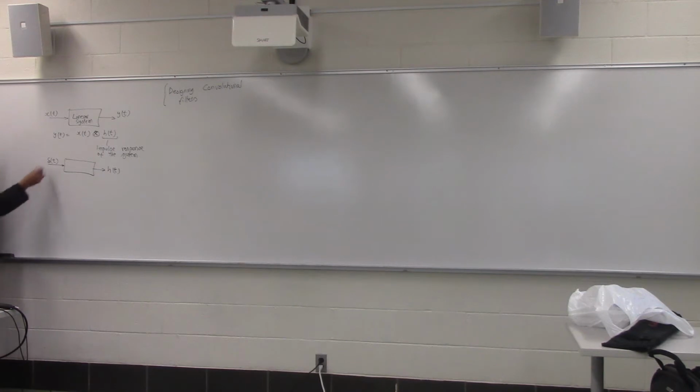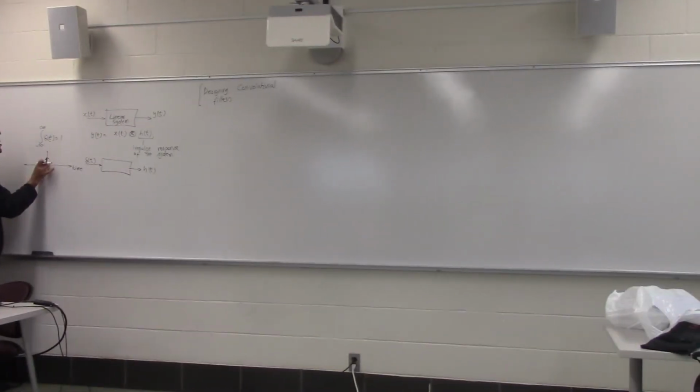What is delta of t? Delta of t is basically something with infinite magnitude at time 0. The property of delta of t is that if we integrate it, we get 1. So the area under this impulse, which has an extremely small width and a very high amplitude, is 1. Typically, we'll draw it as a magnitude of 1.